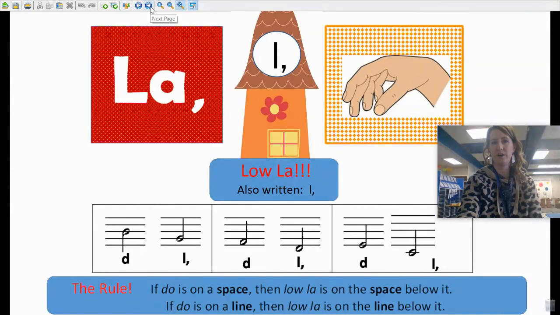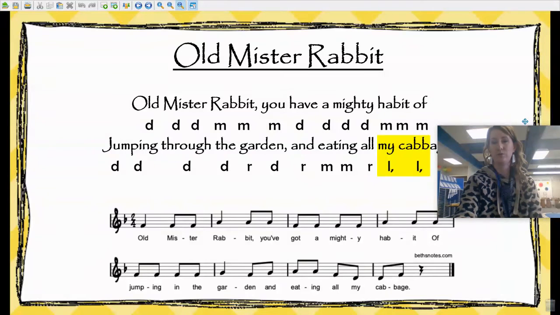All right, moving on. We've got Old Mr. Rabbit.